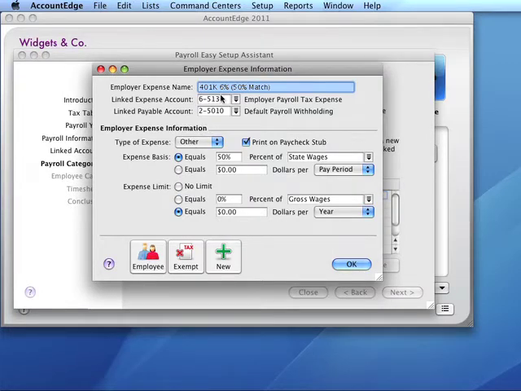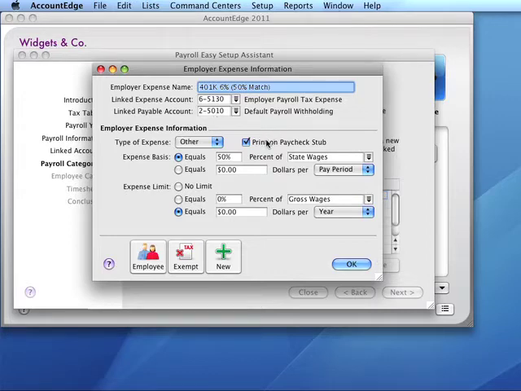Since payroll expenses are employer expenses, they need to be posted to an expense account and a liability account, the latter being the holding account until we remit the funds to the appropriate authority. The accounts shown here are the default accounts we indicated in the linked accounts setup. We can override these accounts with specific accounts if necessary.